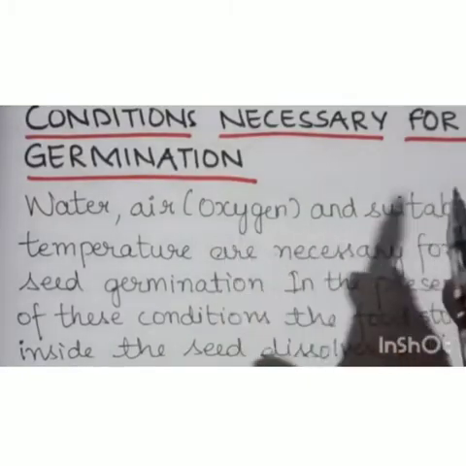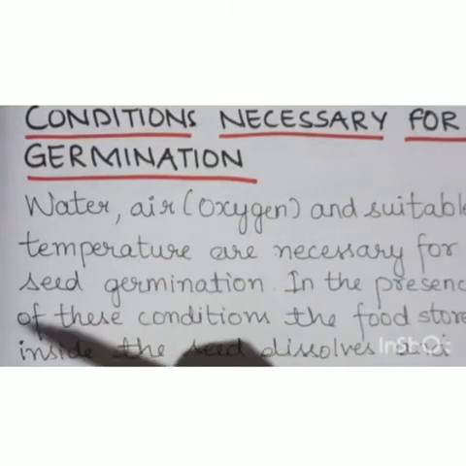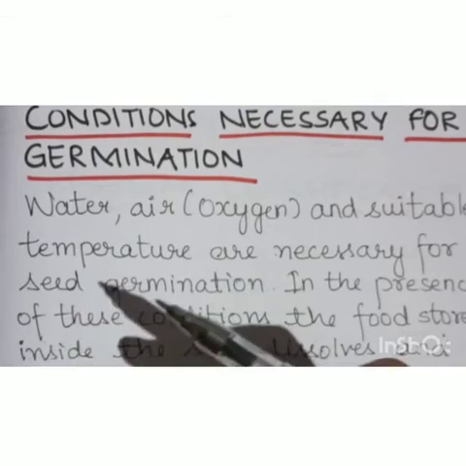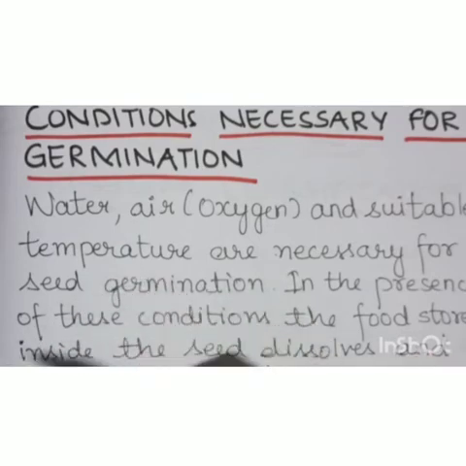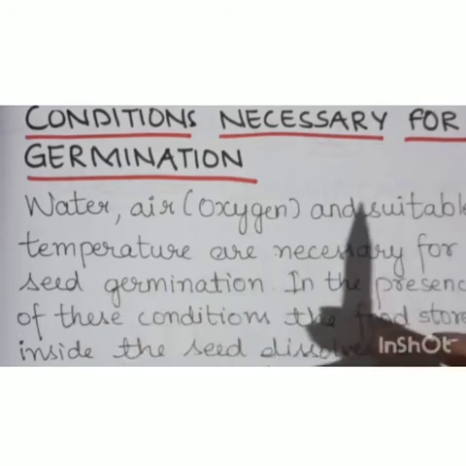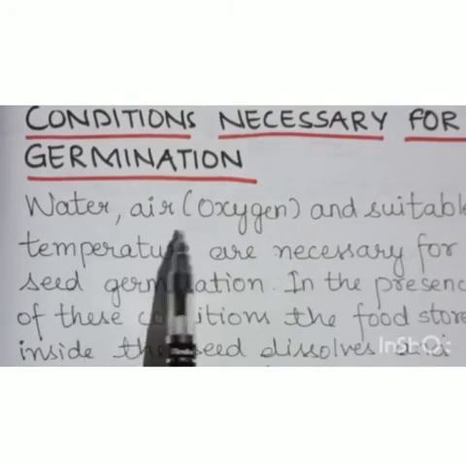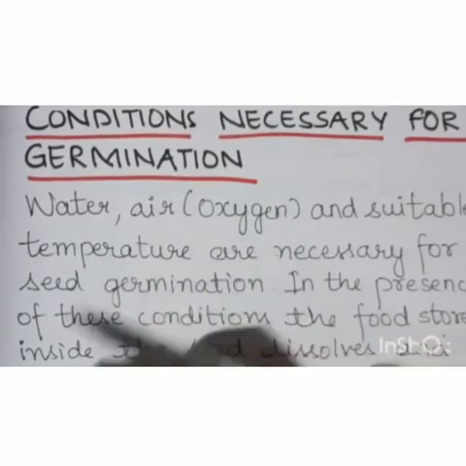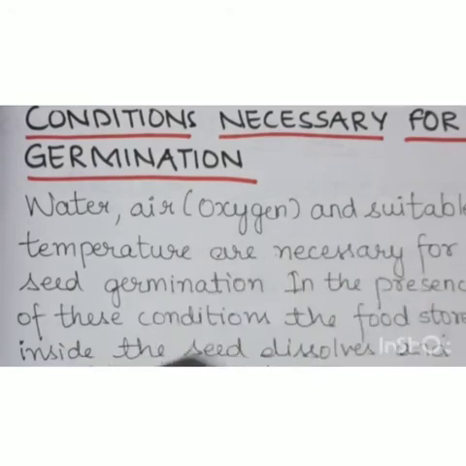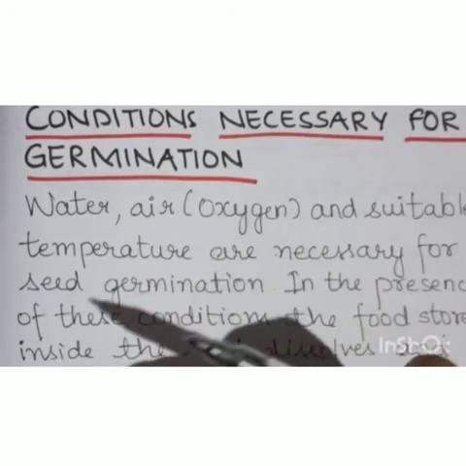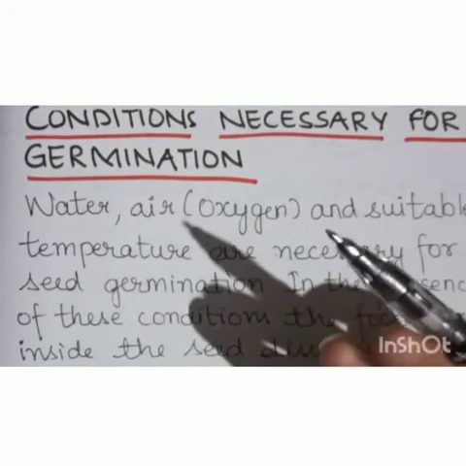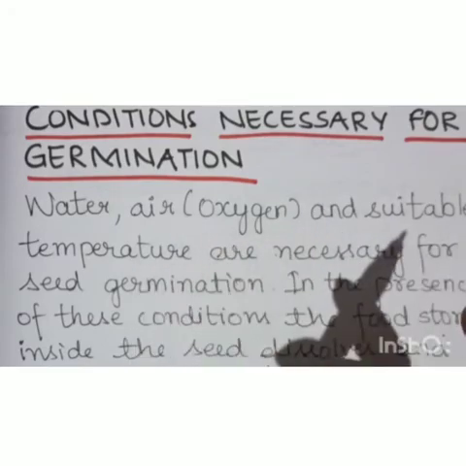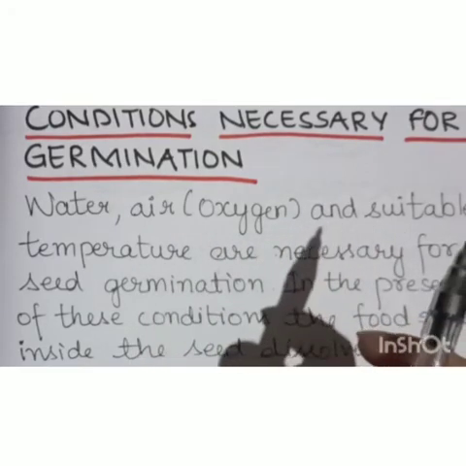Now, conditions necessary for germination. I told you just now that the seed is in a dry or inactive state. Once it gets suitable conditions, it starts growing or germinating. So what are the conditions? They are water, air, that is oxygen, and suitable temperature. Suitable temperature means the temperature shouldn't be lower than 0 degrees, or higher than 30 degrees Celsius. So the optimum temperature is 25 degrees Celsius to 30 degrees Celsius.